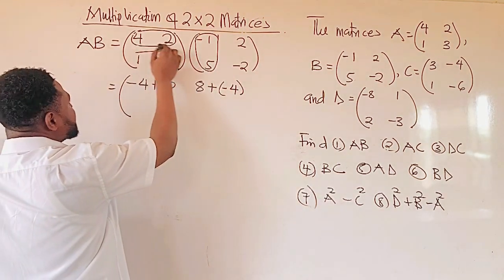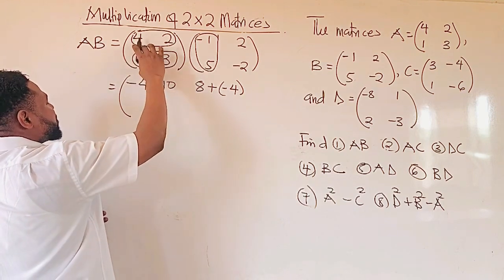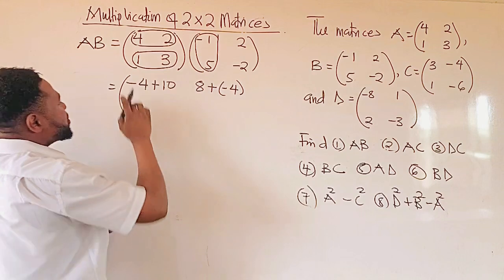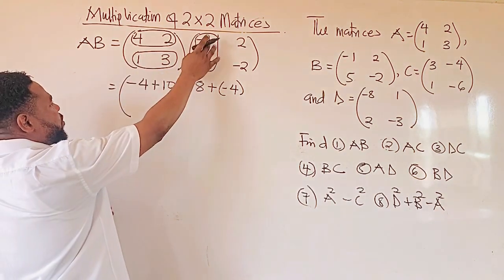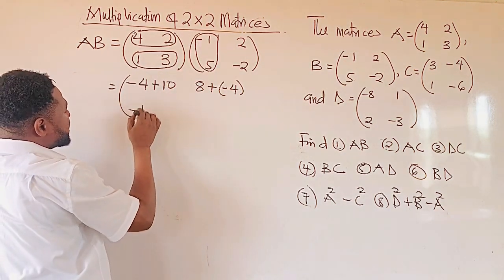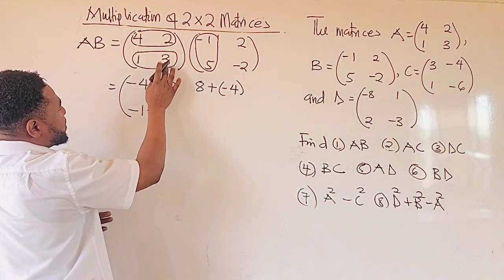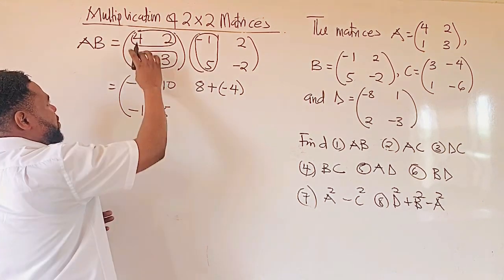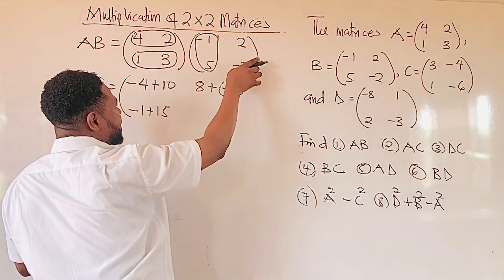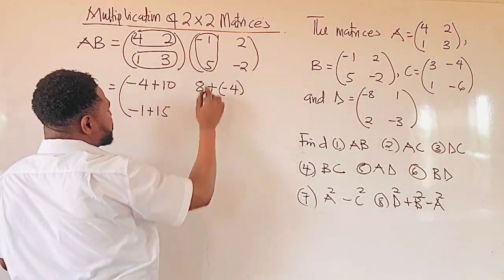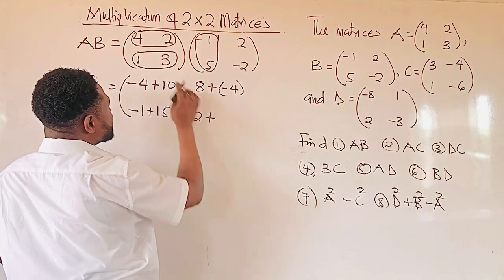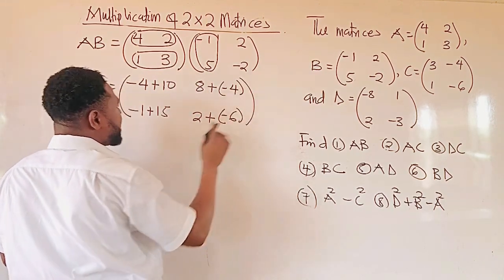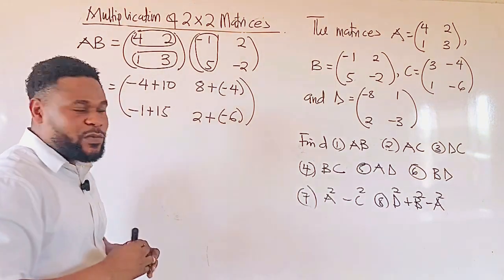Now we pick our second row here also to multiply each of the columns here, then we put it here. So our 1 here will multiply negative 1, which will give us negative 1, plus 3 times 5 will give us 15. We pick this again to multiply that. So 1 times 2 will give us 2, plus 3 times negative 2 will give us negative 6. So this is how we multiply.